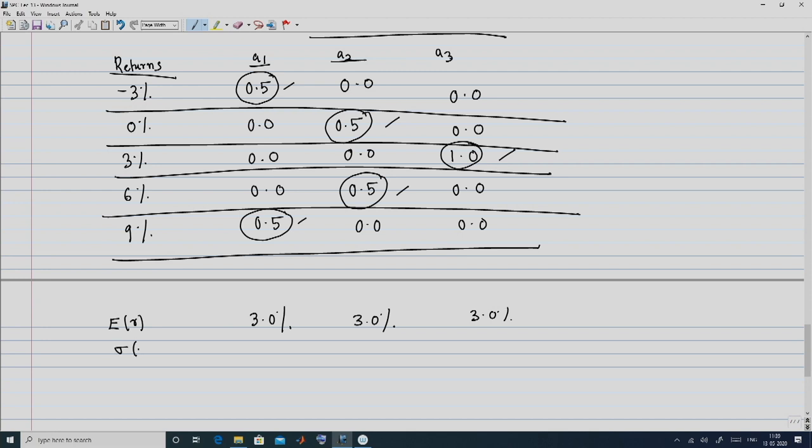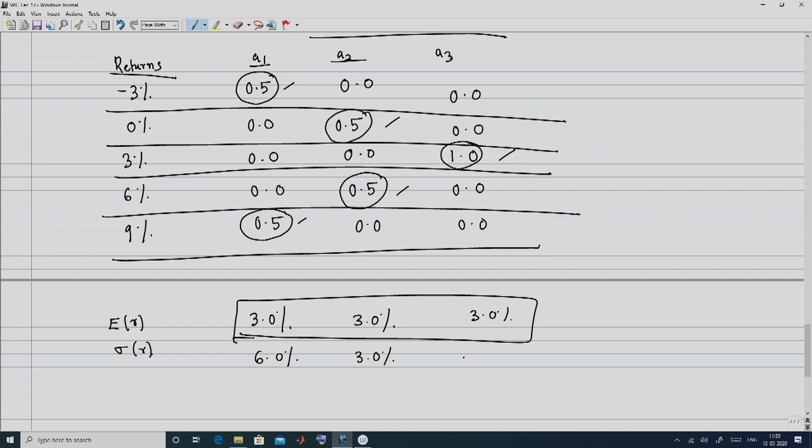However, even though they have identical expected returns, they have different risk as given by the standard deviation. So, this turns out to be 6.0% in case of the first asset, 3.0% in case of the second asset, and since the third asset is a bond, obviously the risk associated with this is going to be 0%. So, this means that here I have identical expected return.